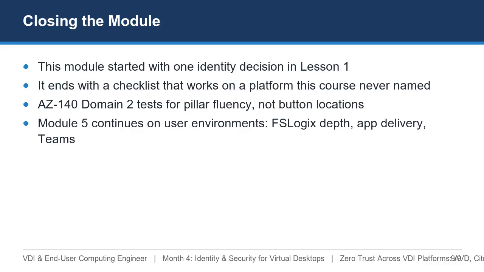This module started with a single identity decision in Lesson 1 and ends with a checklist that works on a platform this course has never even named. That's the actual skill AZ-140 domain 2, and the broader end-user computing engineer role, is testing for: not memorizing where a button lives, but knowing which Zero Trust pillar a problem belongs to and finding that pillar's control on whatever platform you're handed. Module 5 picks the thread back up on the user environment side, going deep on FSLogix, app delivery, and Teams optimization, building on the identity and profile foundation this module set.